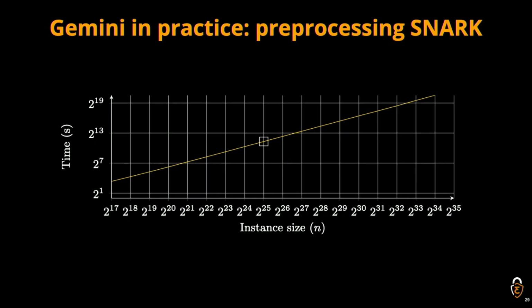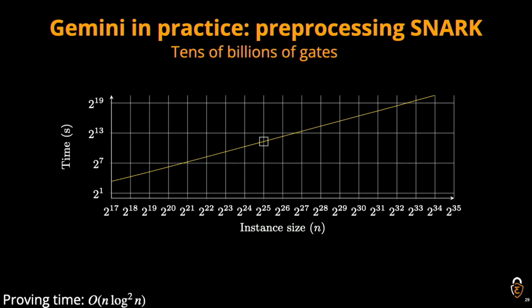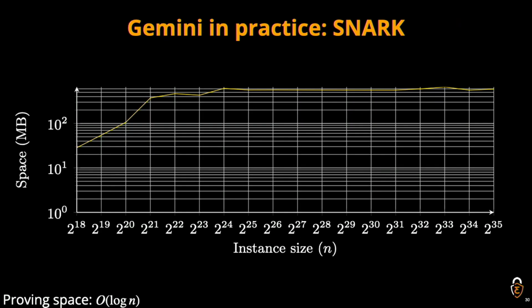If we run the preprocessing protocol, we have similar results. But I wanted to open a parenthesis here because I said that the runtime is n log square n, but this is a straight line. The reason is that the bottleneck in all of these protocols is, at the end of the day, the multiscalar multiplication, which is always linear. So if you care about all these constants and logarithmic factors, they don't kick in for such long sizes.